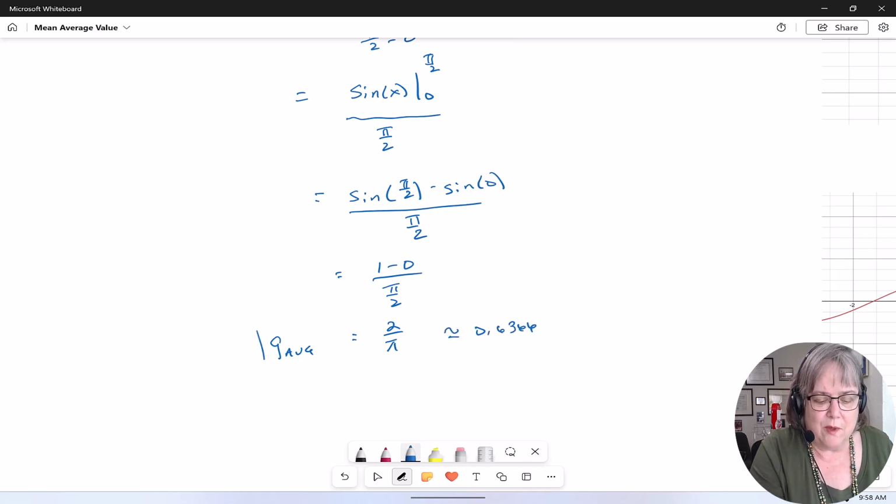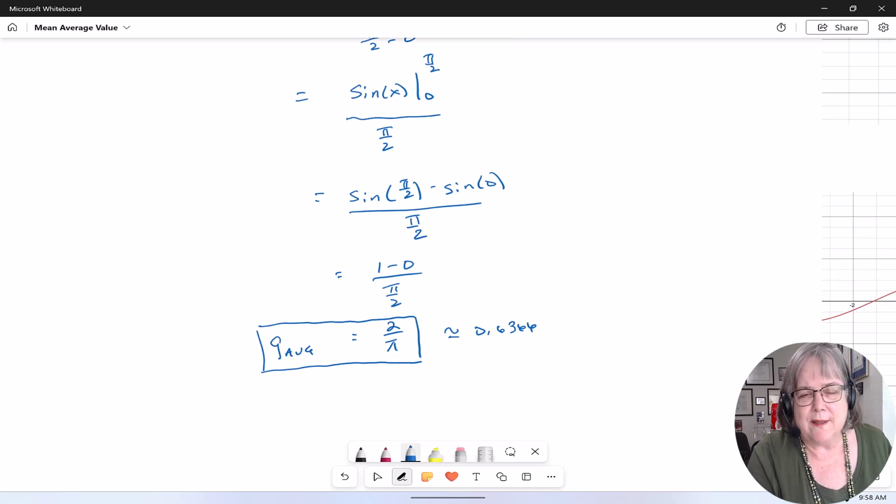So if your teacher wants an exact value, or if your homework needs an exact value, 2 over pi is exact, but it doesn't really ring a bell unless you think of it as, well, pi is kind of like 3.14, so maybe 2/3.